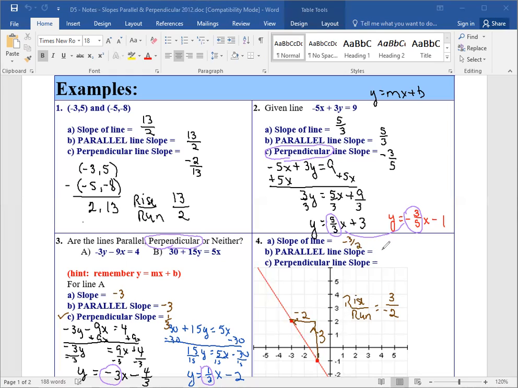meaning a line that was parallel would have that same slope. And a line perpendicular, flip it upside down. And this time we went from negative to positive. Okay, so that is parallel and perpendicular lines.